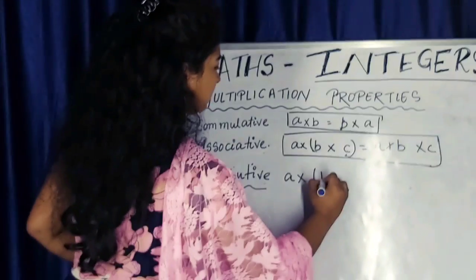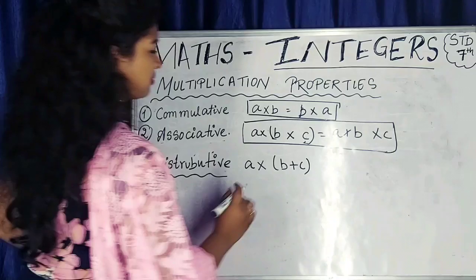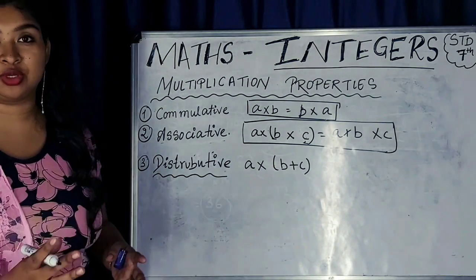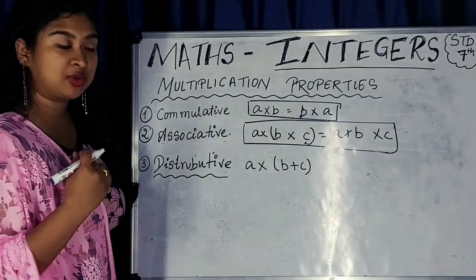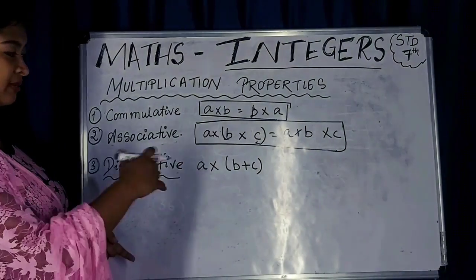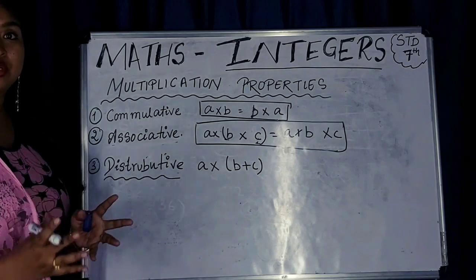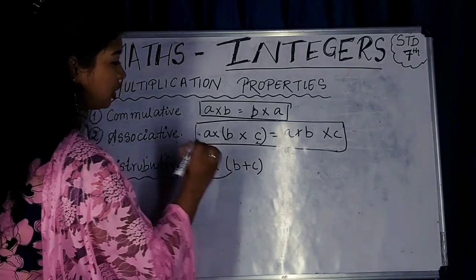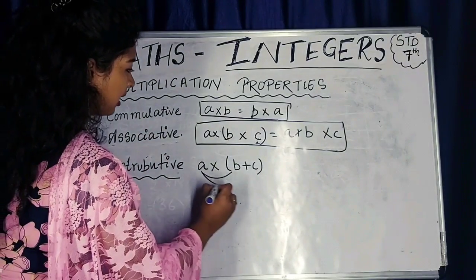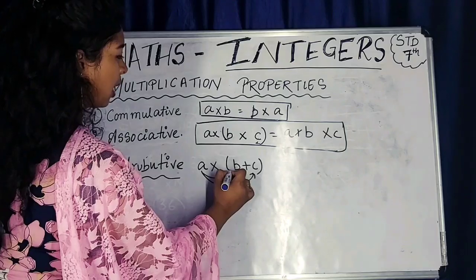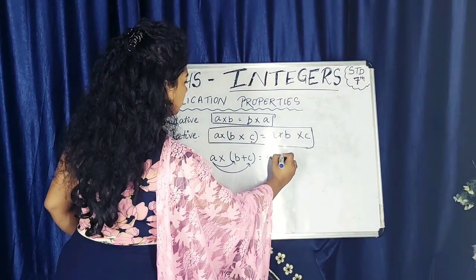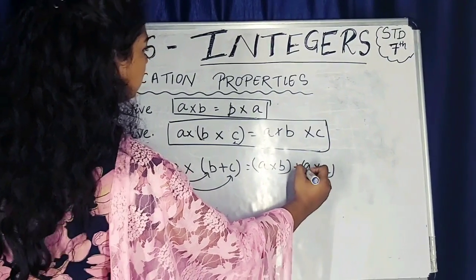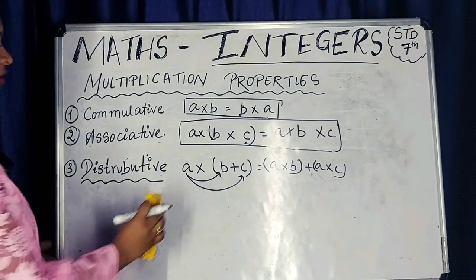A into (B plus C). Okay, so if this is a sum, for example, how are we going to solve it? Usually many people add B plus C first and then multiply. But according to the distributive property, we have to distribute the multiplication. What we need to do is A into B plus A into C. Let's see how it comes up. A into B plus A into C. So this is how we are going to solve any such problem.